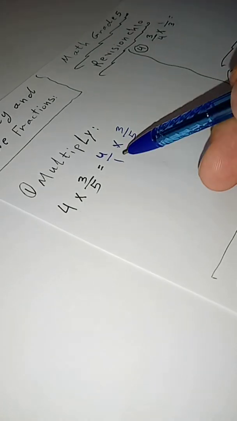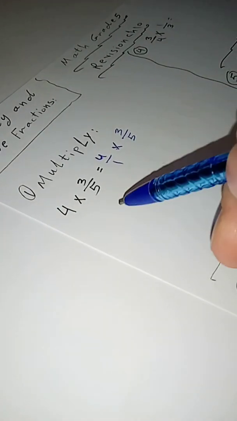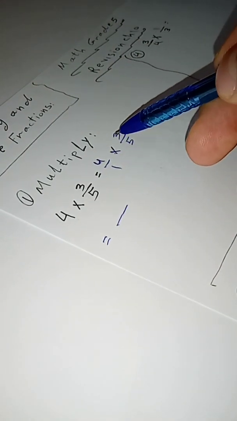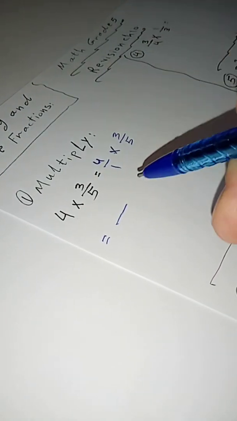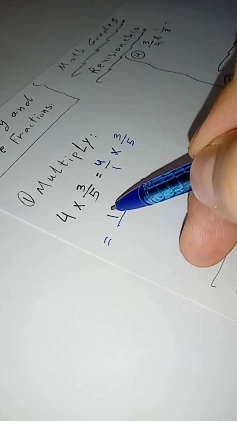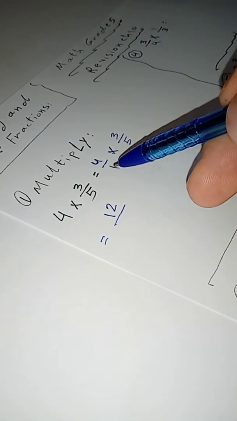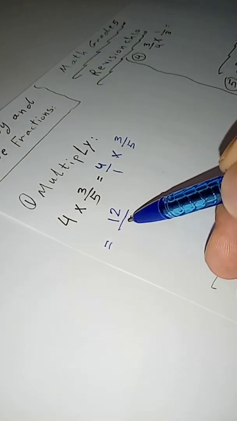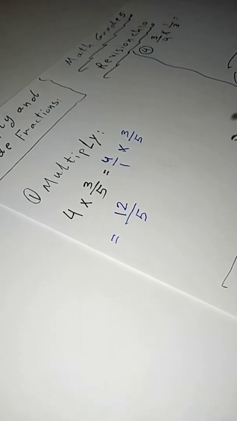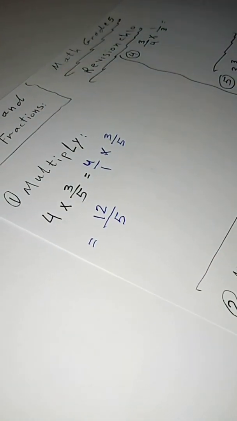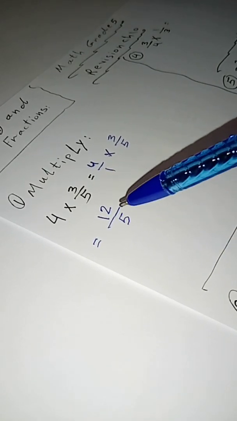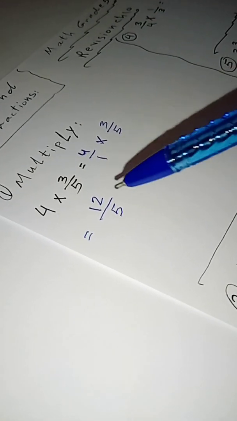Now as you see, we have two fractions here. How to multiply two fractions? Multiply numerator by numerator, 4 times 3 will be 12. Then denominator by denominator, 1 times 5 will be 5. This is the answer as a fraction. Always when you have the numerator greater than the denominator, we can write this fraction as a mixed number.